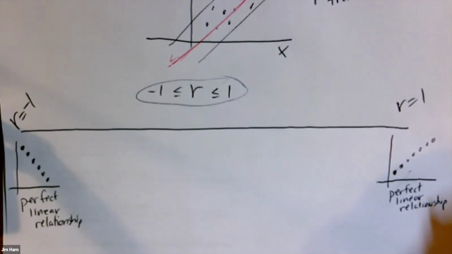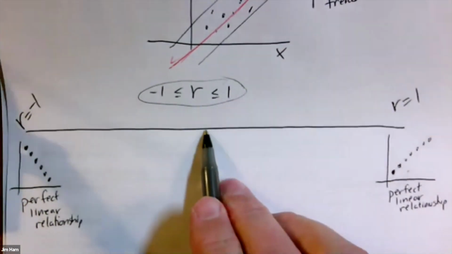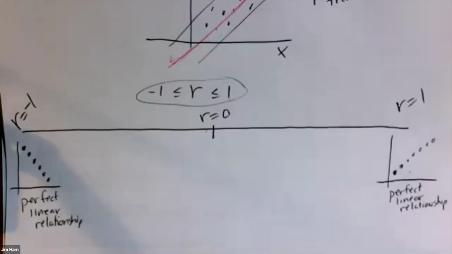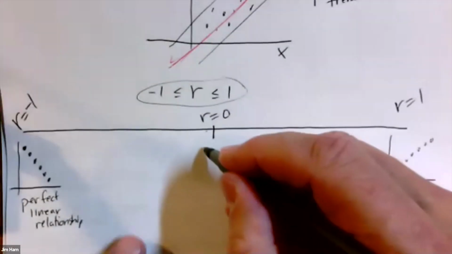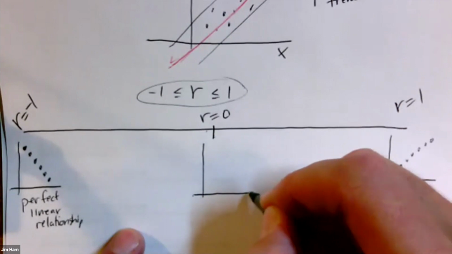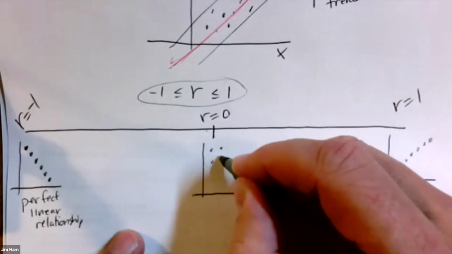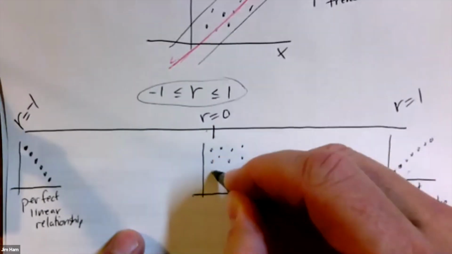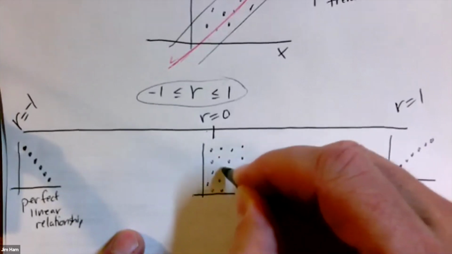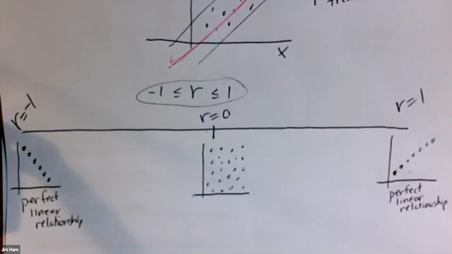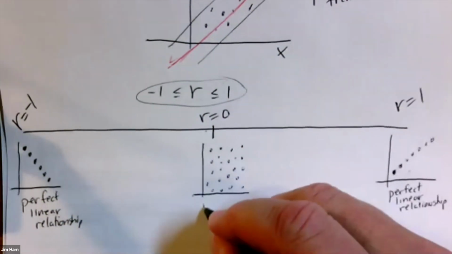Now let's contrast that with the scatter plot right in the middle. That would be when r is equal to 0. If r is equal to 0, then in the scatter plot there will be no observable trend at all. These points will just be all over the place. There's no upward trend, there's no downward trend, there's no relationship at all.